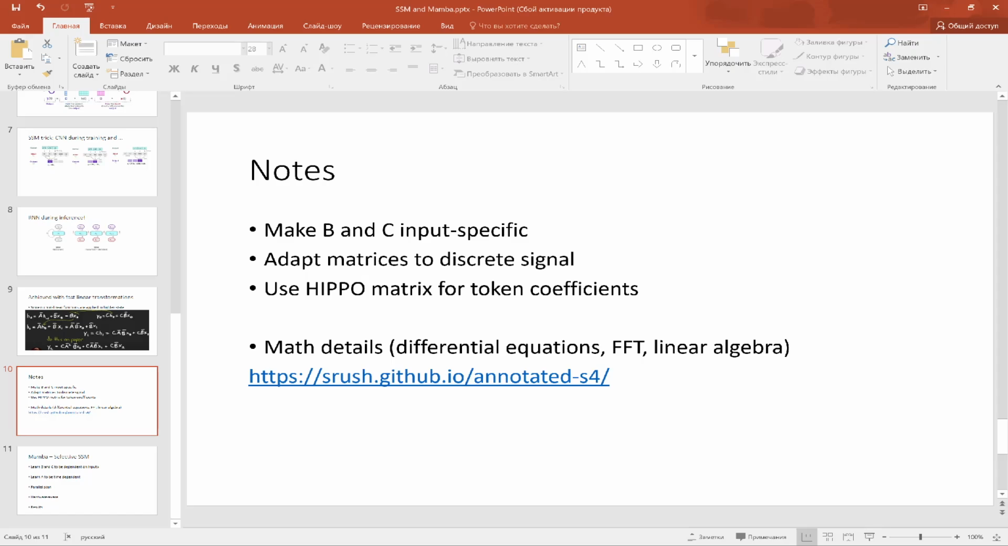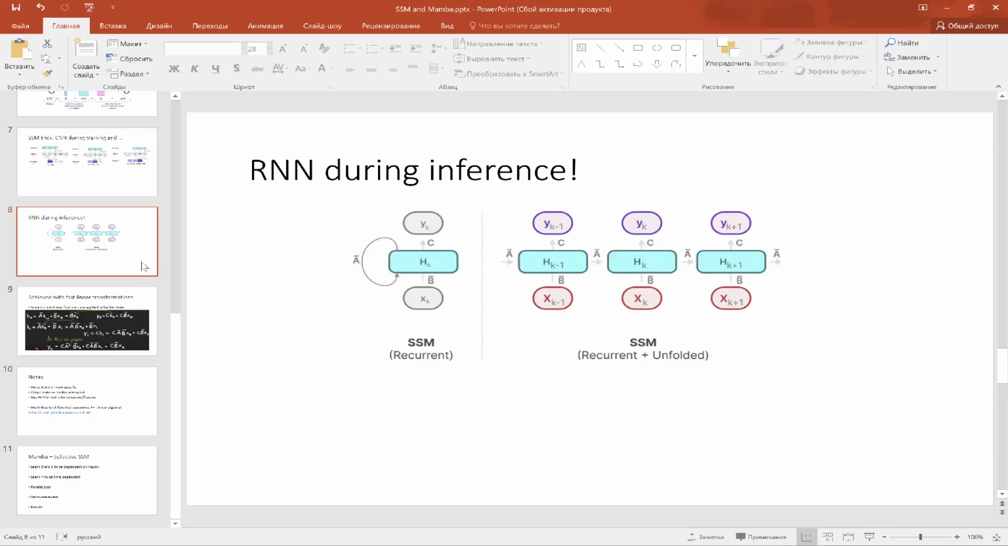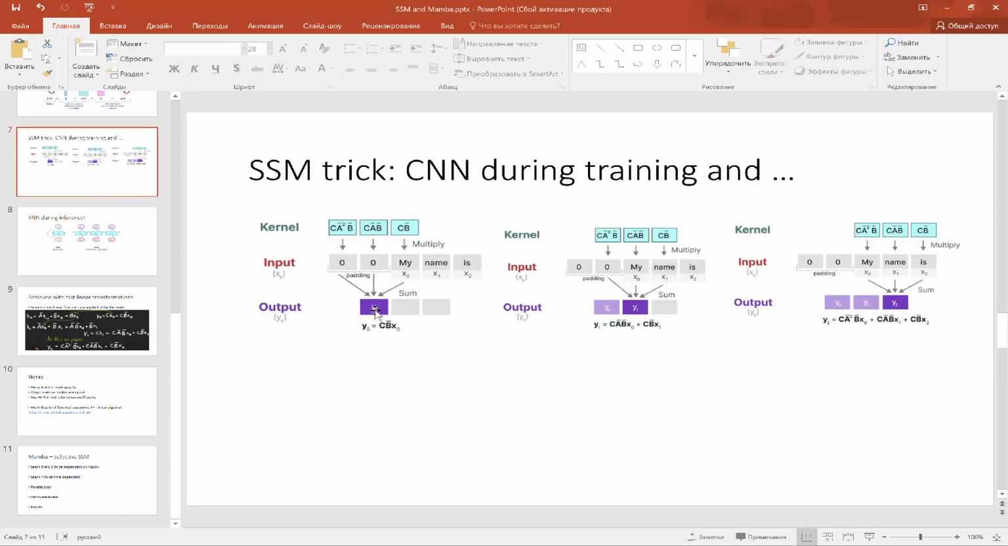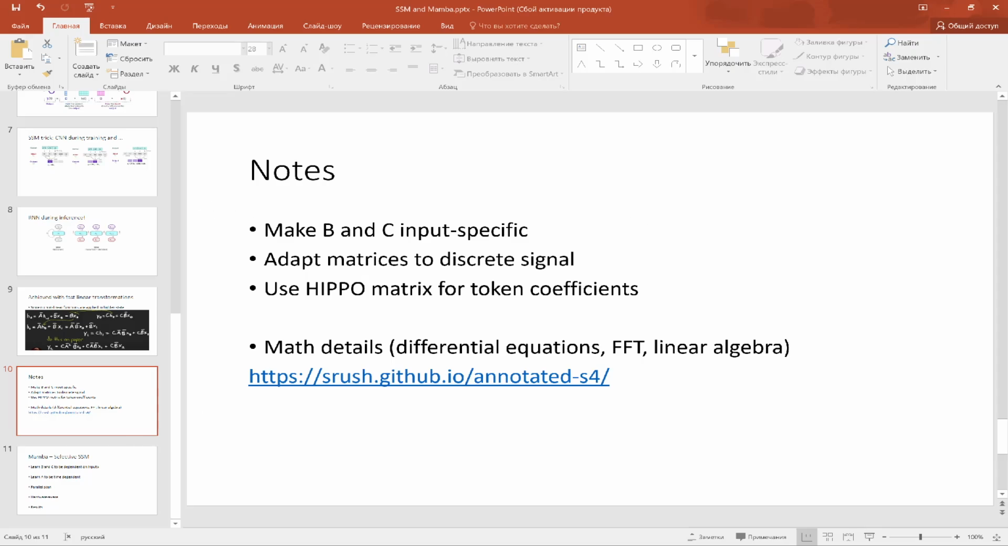And also we use the Hippo matrix for token coefficients. Every token in our sequence has some coefficients. Currently it cannot distinguish between the sentences "my name is" and "is my name", because we didn't add time embeddings. So we should somehow add time embeddings, but it will affect the performance of the model in time. It will become slower. So we should think about it and come up with a new model, which is Mamba.